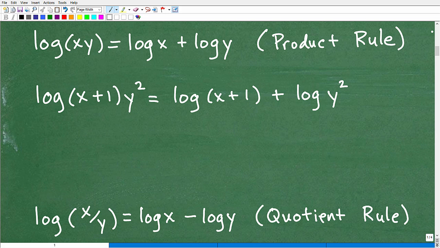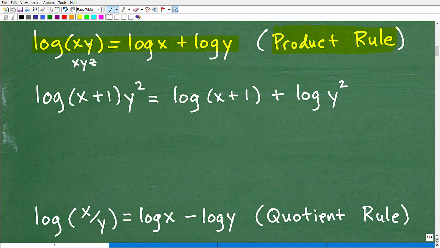Okay, so again, I have three properties up there, and here is our first. Log of x times y is equal to log x plus log y. This is called the product rule. Very easy to understand. These properties are actually very easy. So what it says is, if you are taking the logarithm of a product, like x times y, and this could be like x times y times z times how many, it doesn't make a difference, right?